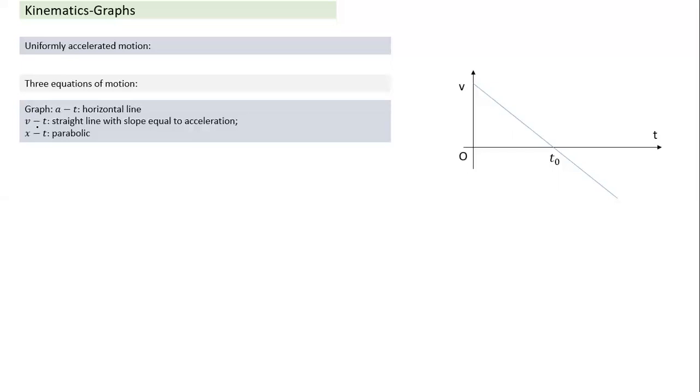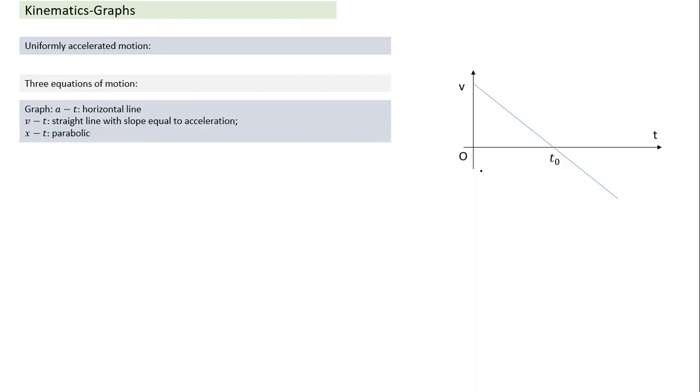How would the VT graph be here? The slope indicates acceleration. Since acceleration is constant, it means the slope of the VT graph will be constant. What does slope indicate? Slope indicates dv by dt, which is instantaneous acceleration. If it is constant, the slope is constant. The VT graph is a straight line. Okay, and the xt graph, on integration, becomes parabolic.